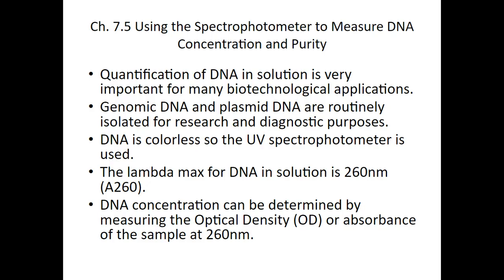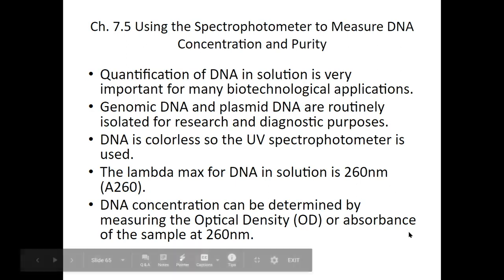DNA concentration can be determined by measuring the optical density, OD, or absorbance of the sample at 260 nanometers. Maybe you had heard about that when we talked about bacterial growth last year in Biotech 2. You would hear of OD as the optical density of your broth culture, and you could get the absorbance values and do the same thing to find out how much bacteria has been growing in your sample. So maybe you've heard that before.